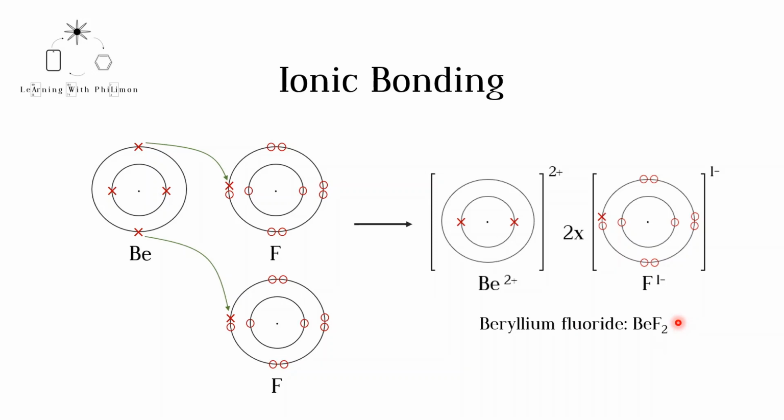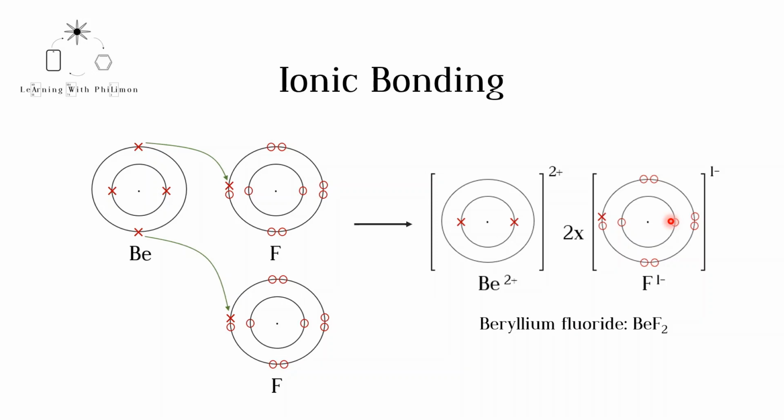Another example of an ionic compound is beryllium fluoride. Beryllium has 4 electrons, so it has 2 electrons in the first energy level and 2 electrons in the second energy level. Beryllium therefore loses 2 electrons to have a full outer shell of 2. It forms a cation with a charge of 2+. Each fluorine atom receives 1 electron, forming 2 fluoride ions.